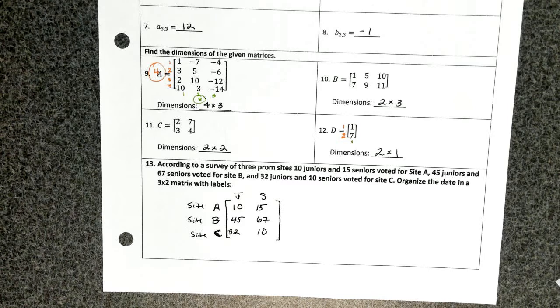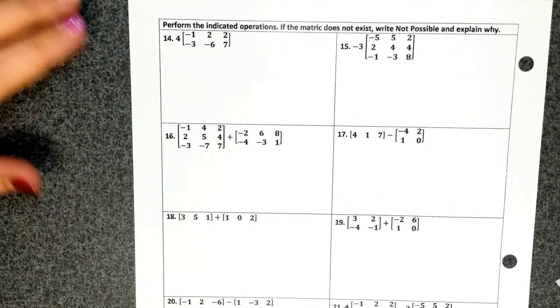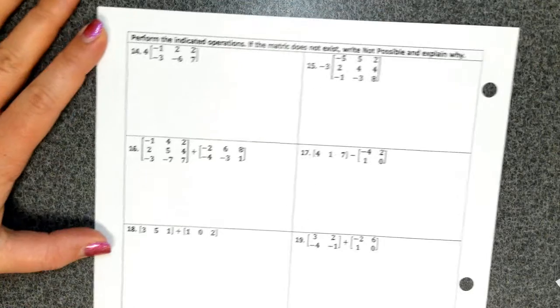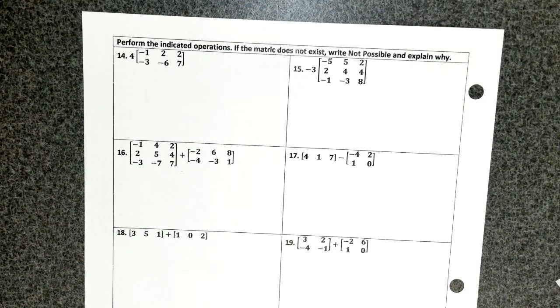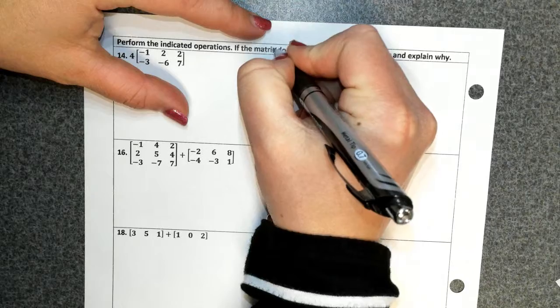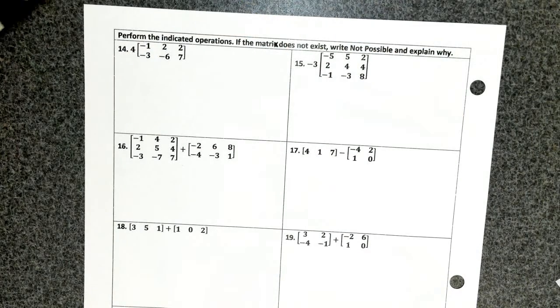Okay, give me 1 through 5. I can organize data into matrices. All right, let's flip it over, and we actually have to do some math, some operations now. It says to perform the indicated operations. If the matrix does not exist, write not possible and explain why.